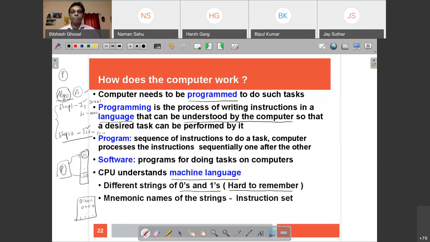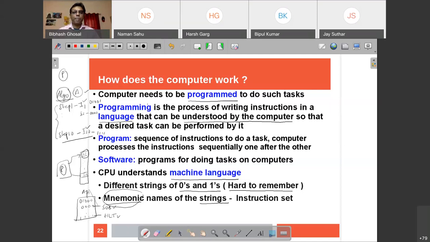We can. Instead of this 0100, can I write it as add? Instead of this, can I call it subtract? Here, can I call it halt? What are these? They are called mnemonic. Mnemonic means some strings, some words I have designed, which will actually mean the same as the corresponding binary. So instead of this binary string, I'm using these words. They are called mnemonic. So the same set of instructions, I am writing using mnemonics.